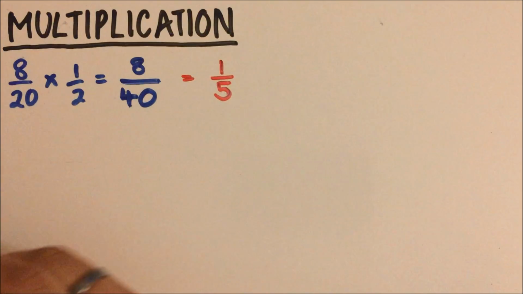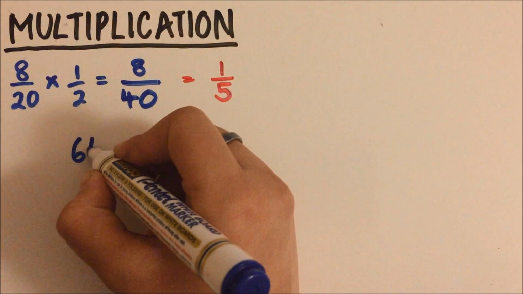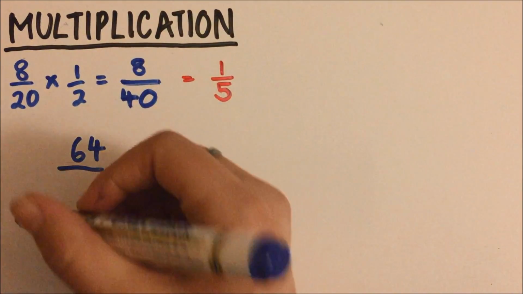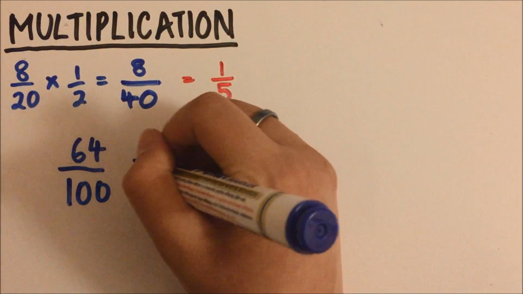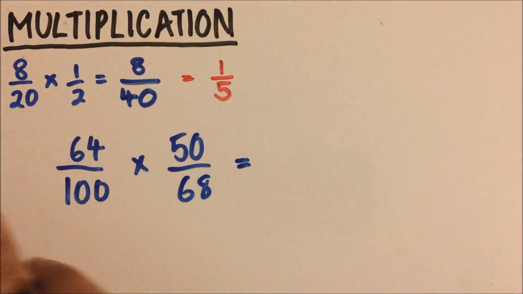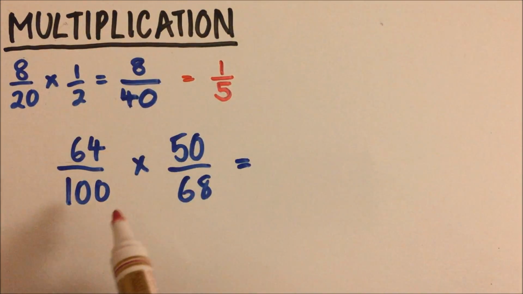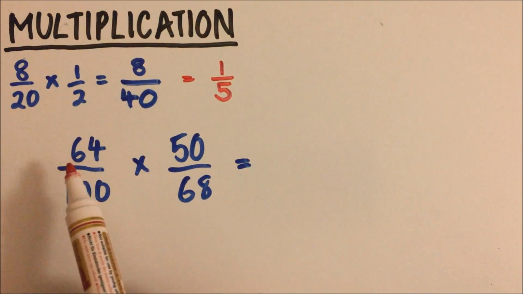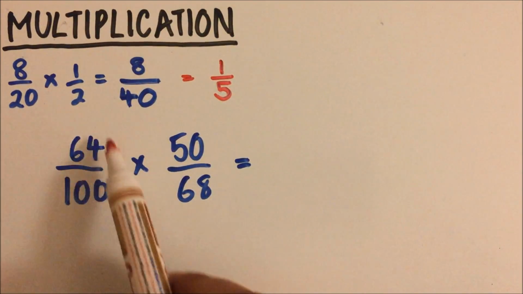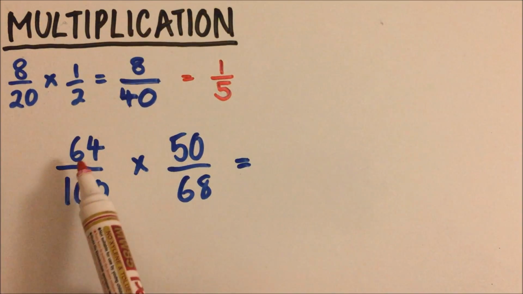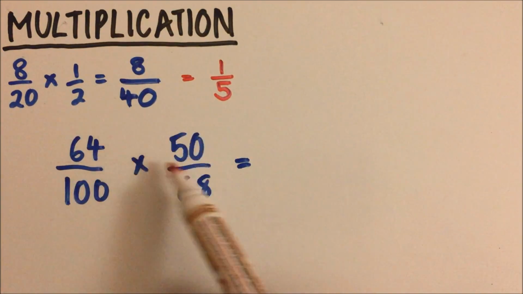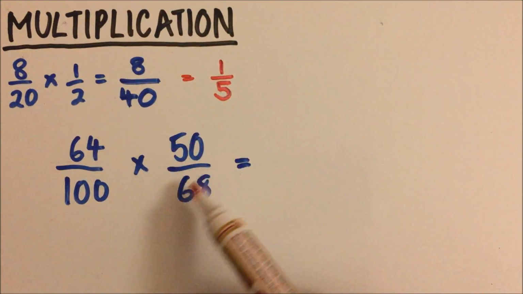However, sometimes you can get numbers that are not quite so easy to simplify at the end. I mean, it's not impossible, but you'll get a really large number. So I'll show you a trick to make life a lot easier. So let's say we've got something like this. The little rule is that you can simplify any top and any bottom. So you can simplify 64 and 68 together, or 64 and 100, or 50 and 100, or 50 and 68.